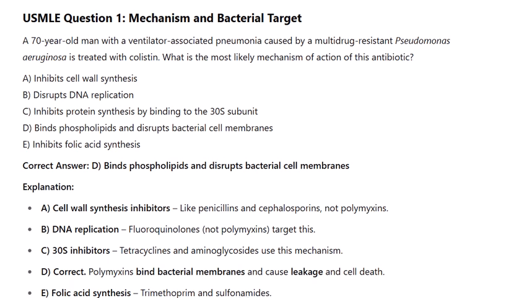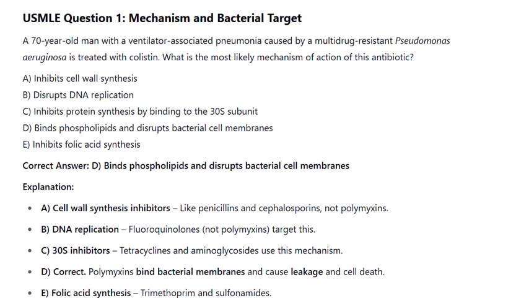Correct answer, D. Binds phospholipids and disrupts bacterial cell membranes. Explanation. A. Cell wall synthesis inhibitors, like penicillins and cephalosporins, not polymyxins. B. DNA replication, fluoroquinolones, not polymyxins, target this.